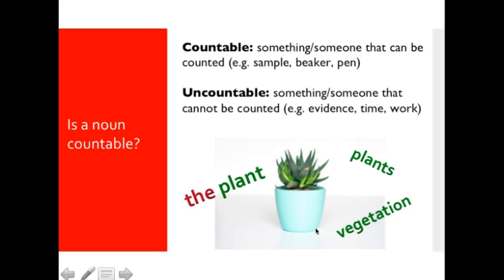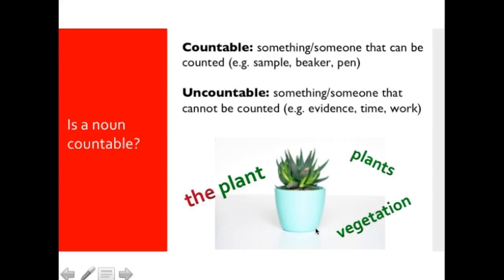So how to determine first, is a noun countable? Countable is something that literally can be counted. A sample, a beaker, a pen are all examples. A plant can be counted. Then there are some nouns that are uncountable. So this is something, a person, or an object, or someone, a person that cannot be counted. Evidence, time, work, vegetation, for example.